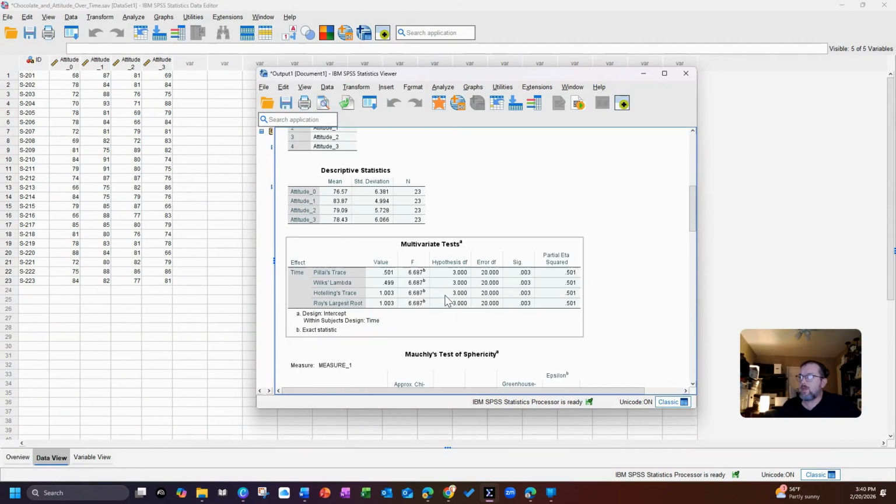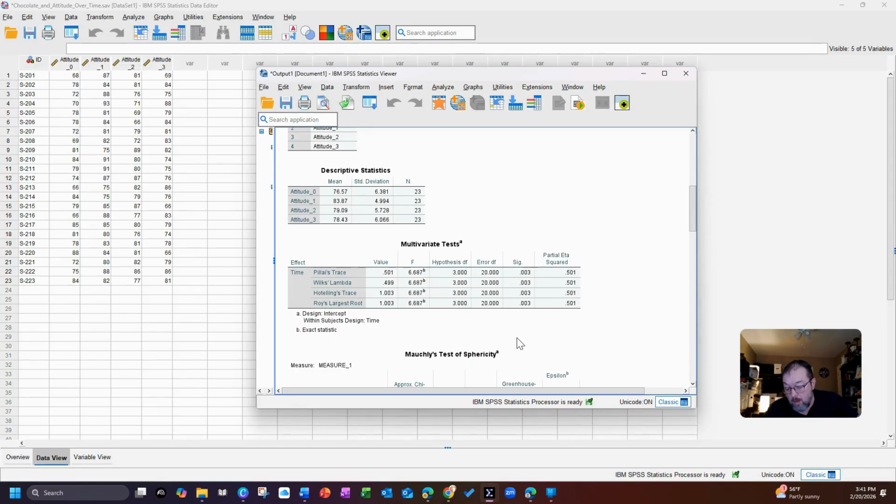When my results came up, my descriptive statistics are right there with each of my attitudes. My mean was 76.57, and my standard deviation is 6.381. My N across all 4 groups is 23.